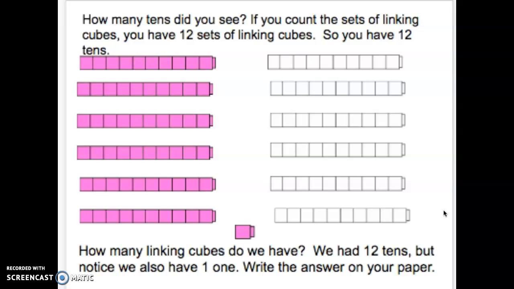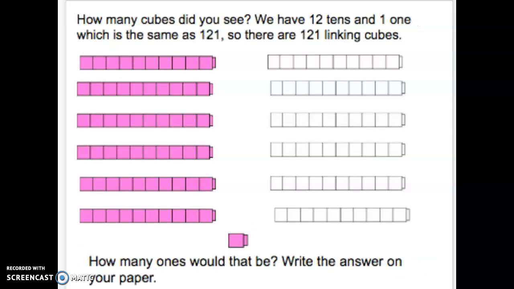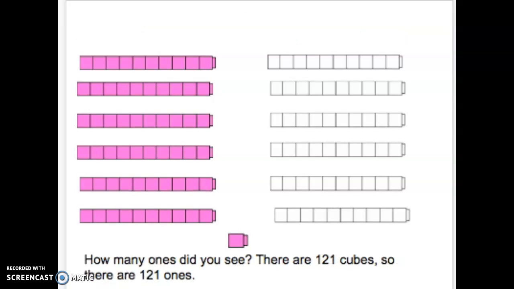How many Lincoln cubes do we have? We have 12 tens, but notice that we also have 1 one. So write the answer on your paper. We have 12 tens and 1 one, so that is the same as the number 121. So we have 121 Lincoln cubes in this picture. How many ones would that be? We have 121 cubes, so that's 121 ones.